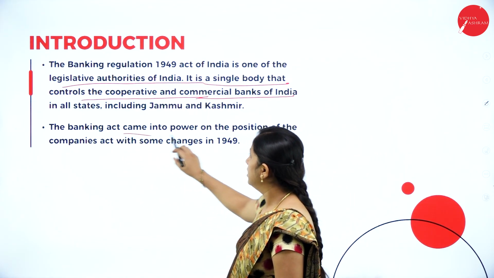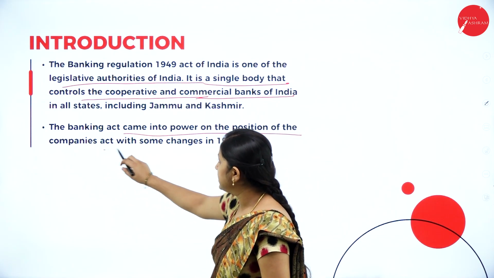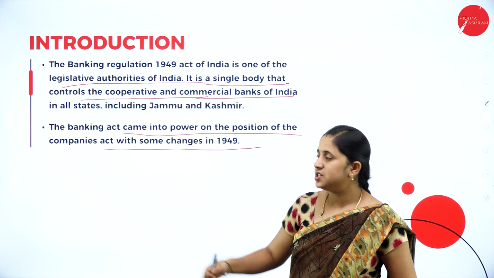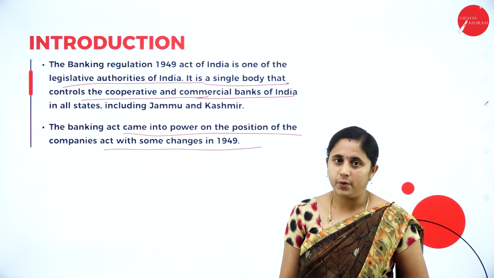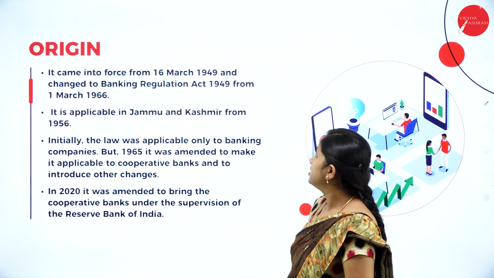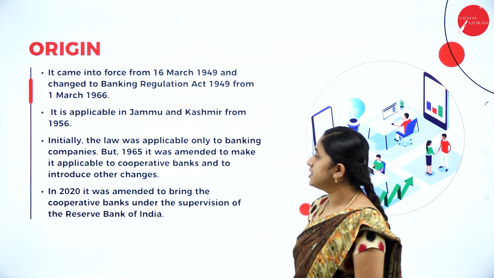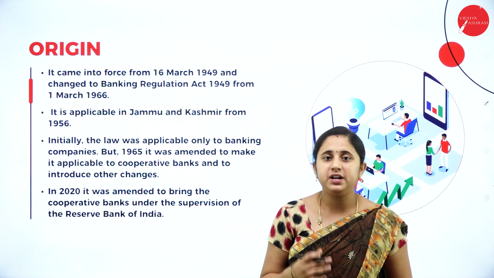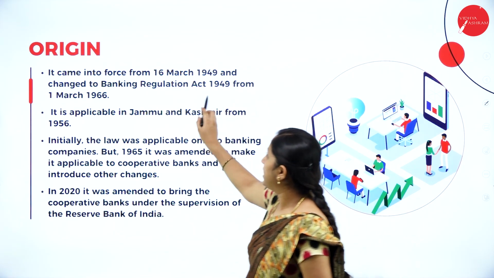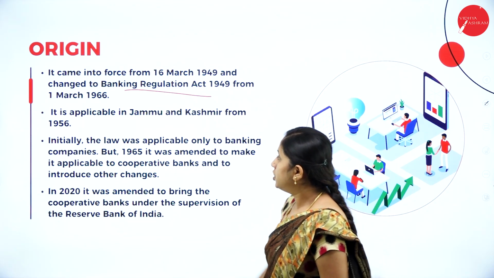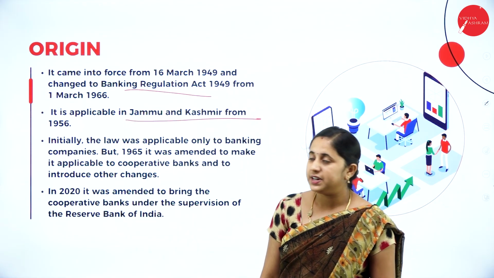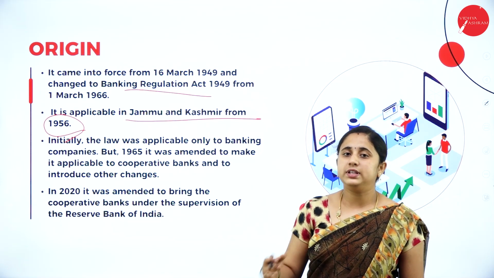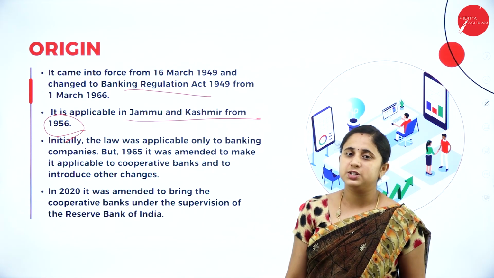The Banking Act came into power on the position of the Companies Act with some changes in 1949. Next, it came into force from 16 March 1949 and changed to Banking Regulation Act 1949 from 1st March 1966. In 1966, they made some amendments and again introduced this Banking Regulation Act 1949. It is applicable in Jammu and Kashmir from 1956. Initially this act was not applicable to Jammu and Kashmir. After the amendment, it is applicable to Jammu and Kashmir as well as to the cooperative banks.